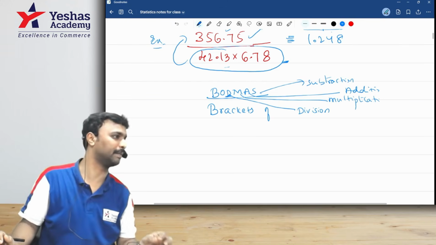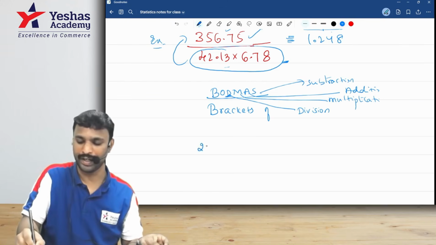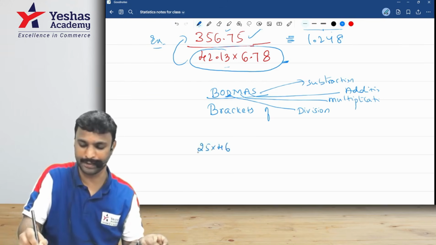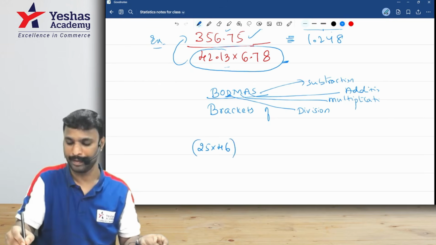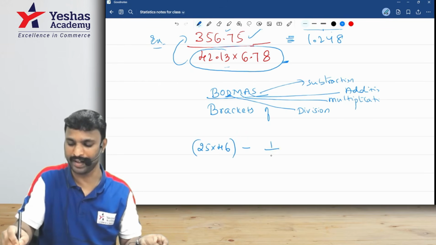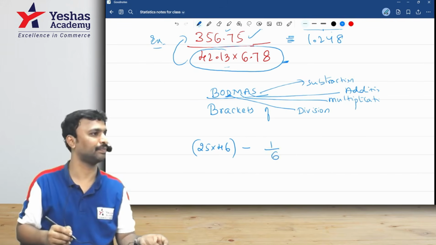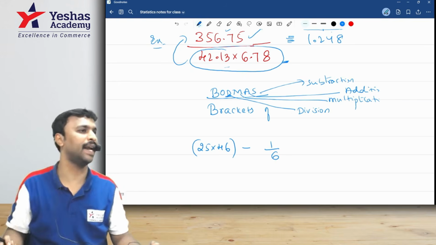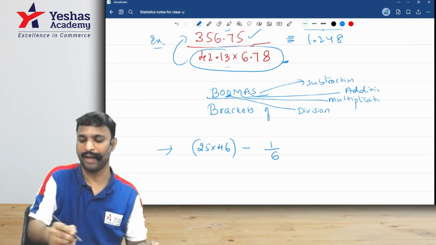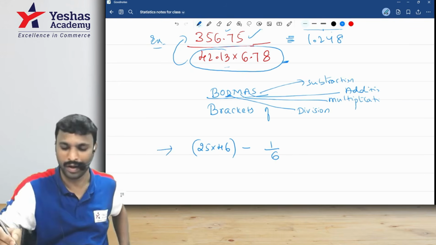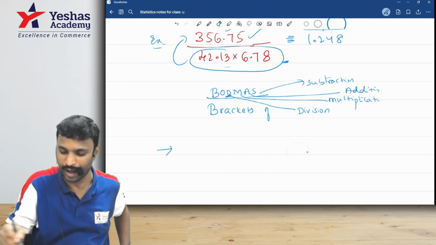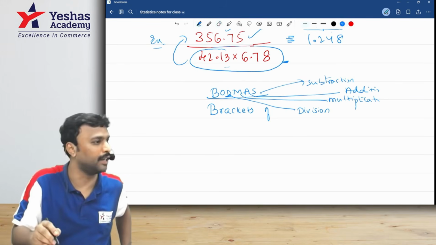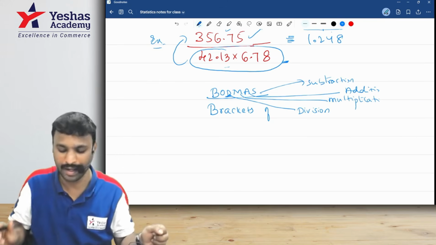Let's see how we solve it. 25 into 46 minus 1 divided by 6. Everybody, look here. Or you do one thing. Wait. I don't want you to do that. I'll give you a simpler one.